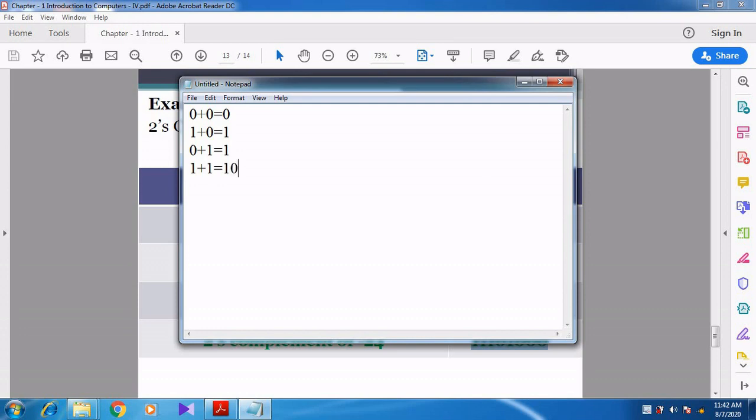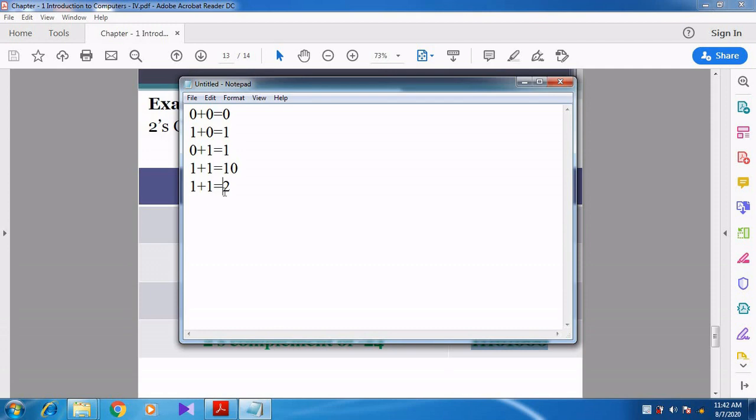Sir, how does it become 10? You will ask a question. Yes, we have studied that 1 plus 1 is 2, sir. But 2 is not a binary number. 2 is a decimal number. We are dealing only with binary numbers. So 1 plus 1 becomes 2, which is a decimal number. How will you convert the decimal number to binary?